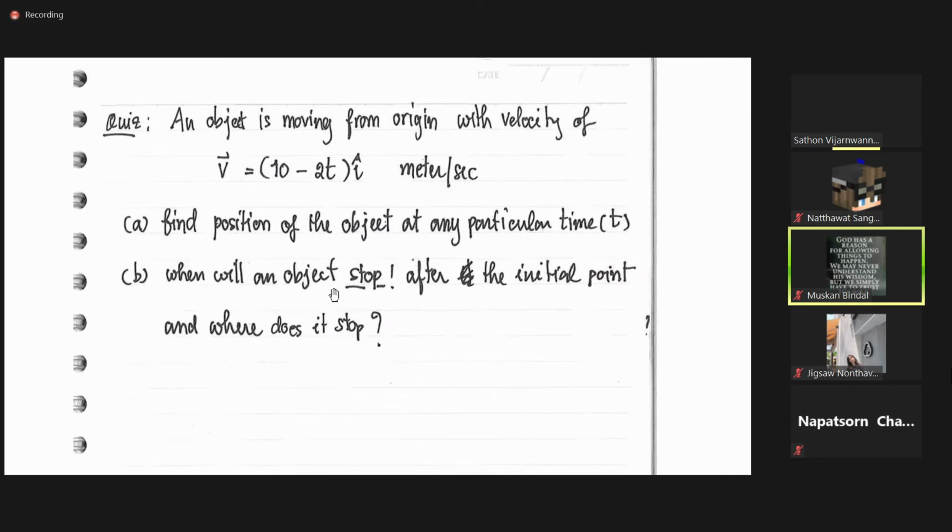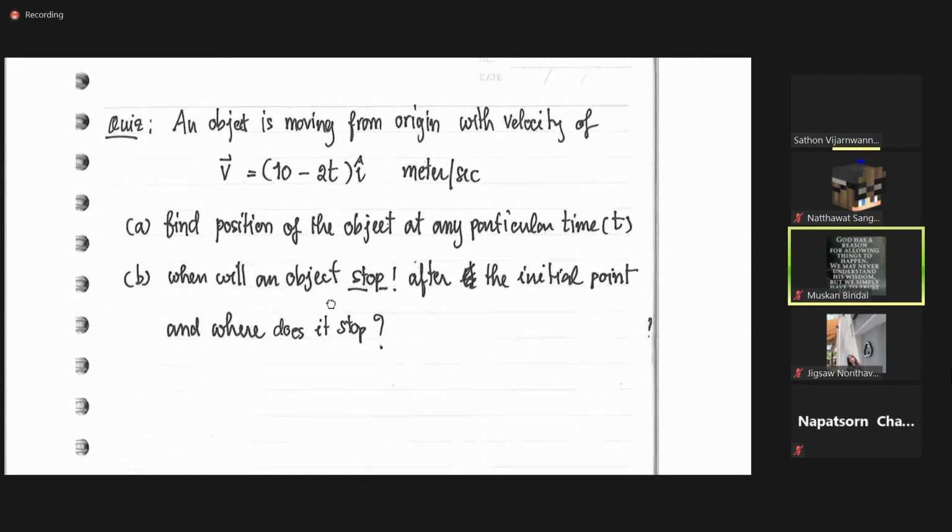Let's spend about 5 minutes practicing this question. An object is moving from origin with velocity v equal to 10 minus 2t i meters per second. Find the position of the object at any particular time, and when will the object stop after the initial point, and where does it stop?